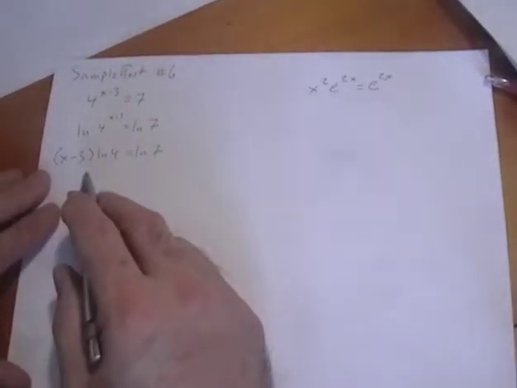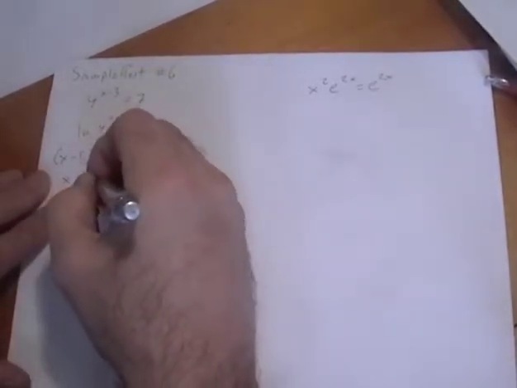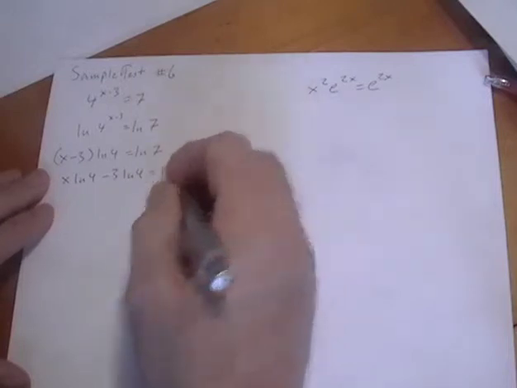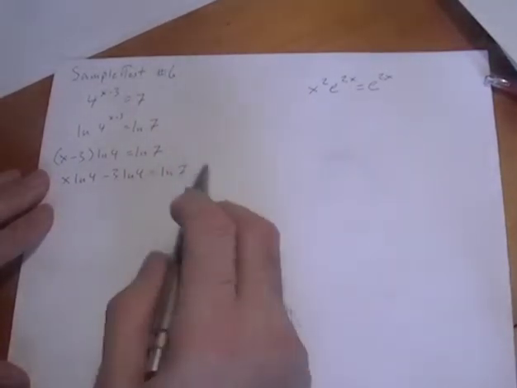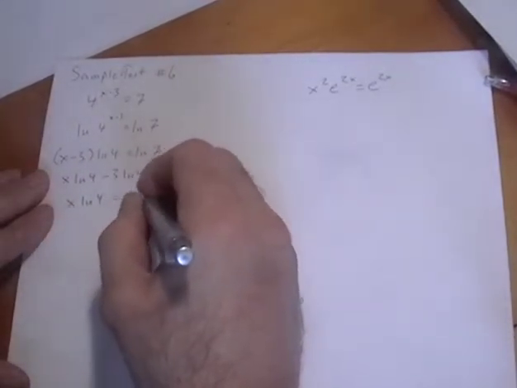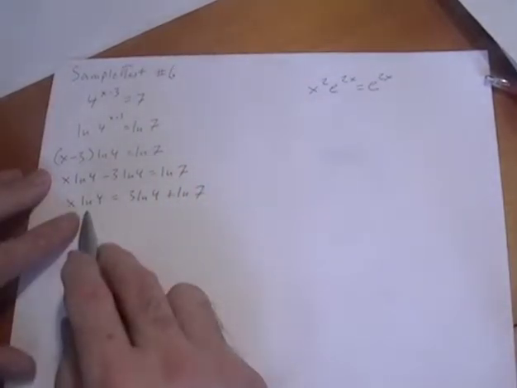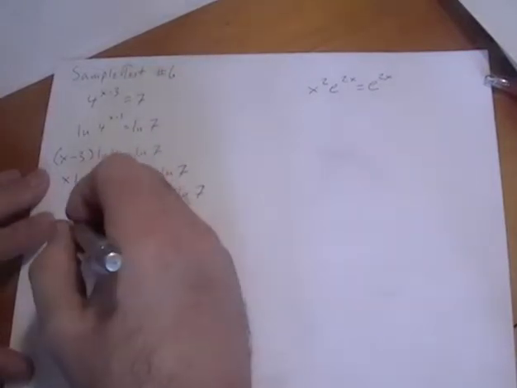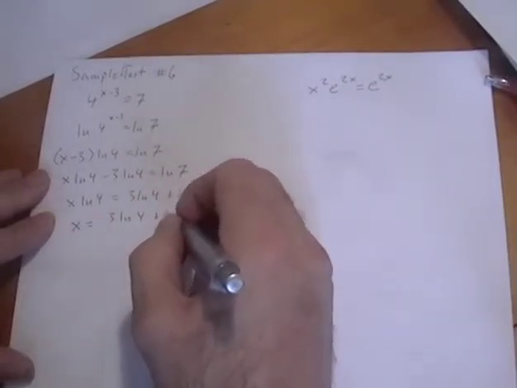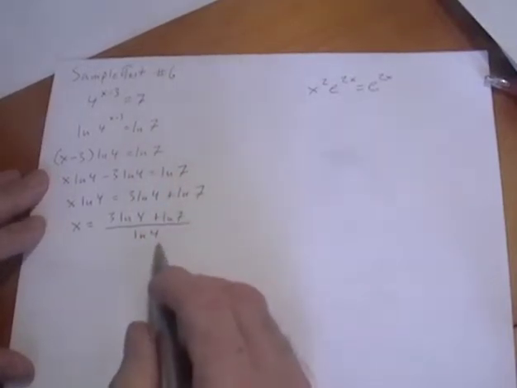To isolate the x, first I will expand this term as x log 4 minus 3 log 4. I will move everything that doesn't involve an x over to the other side. So now x log 4 is equal to 3 log 4 plus log 7. And finally I will divide both sides by the log of 4. So x will be 3 log 4 plus log 7, all divided by the log of 4.